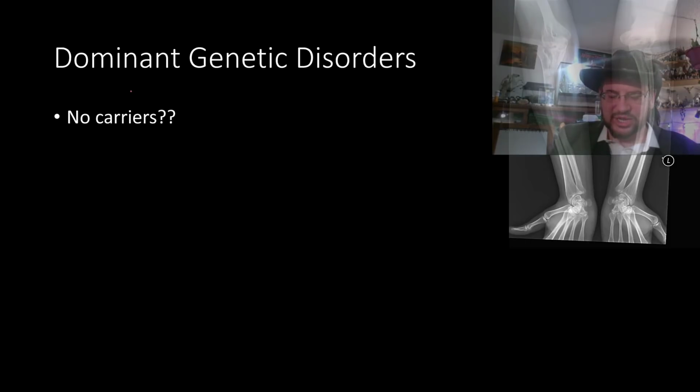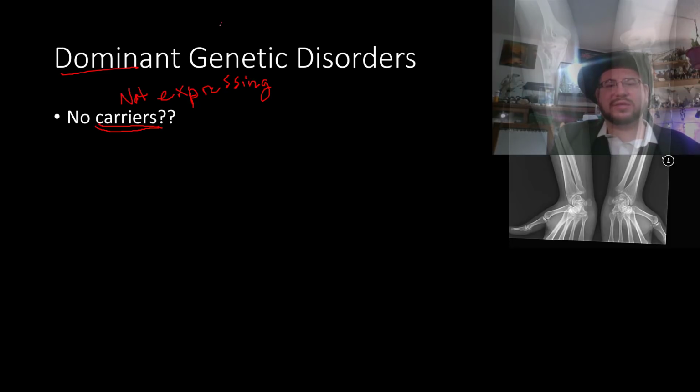What is the definition of a carrier? By definition, a carrier is possessing an allele but not expressing the allele. But in a dominant genetic disorder, the disorder is carried on a dominant allele. And a dominant allele is always expressed. A dominant allele is always expressed. So there are never carriers for a dominant genetic disorder.